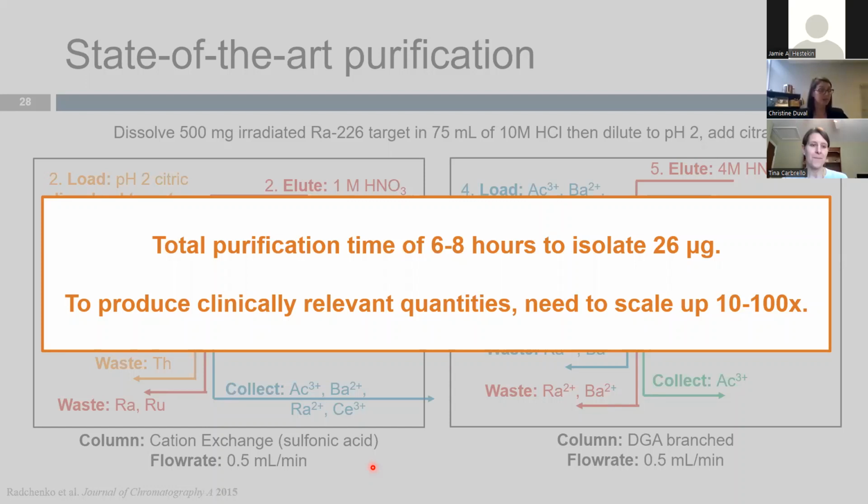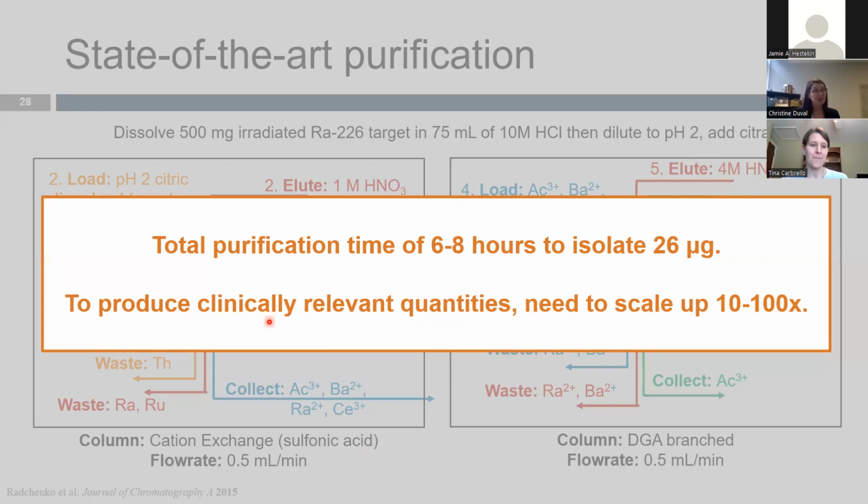This is one of the areas where the US Commission on Isotope Research and Development has identified not only new production methods, but new chemical processing methods as a major bottleneck in our ability to bring these types of isotopes into clinical trials, and then, once they pass clinical trials, to have a sustained supply throughout the United States. To scale this up, this is 6 to 8 hours for 26 micrograms. If you want clinically relevant quantities, we need to scale up 10 to 100 times.